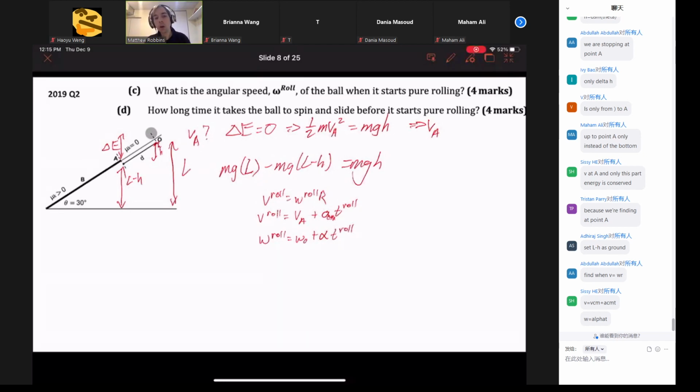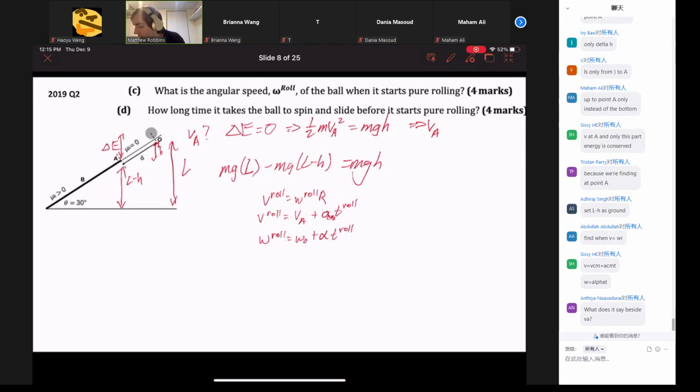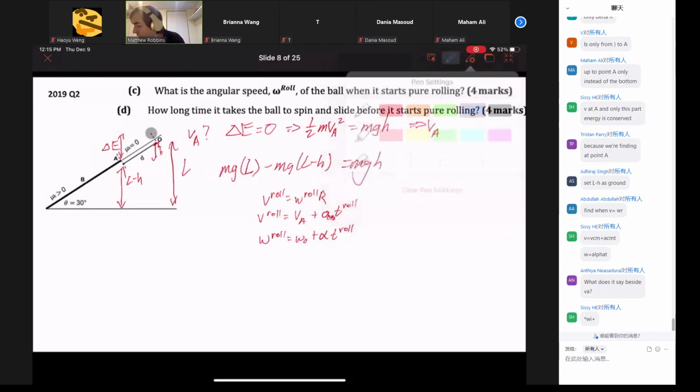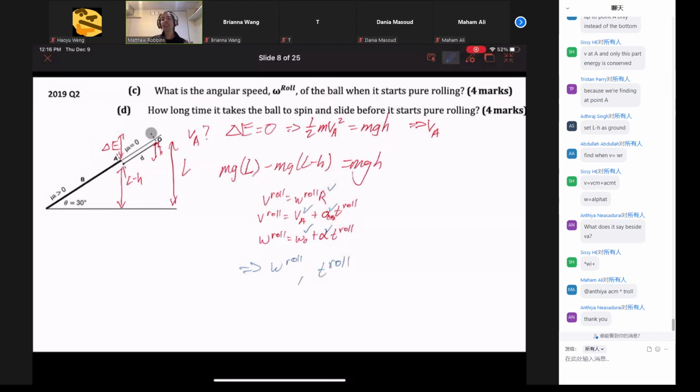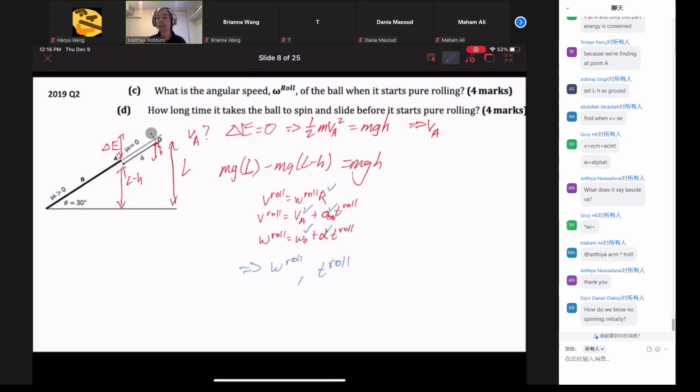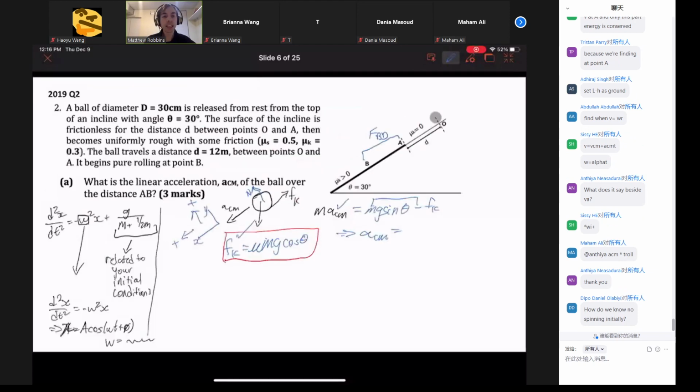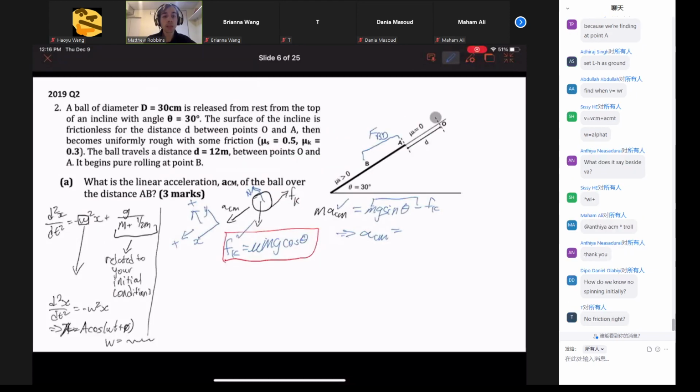Well, what do we know? We know VA here. We know VA, we know alpha, we know a_CM. We also know R, and we know that we are initially not spinning. So that means we have 3 equations, 3 unknowns, and that means we can solve for omega roll, and we can solve for t roll. So this is what I mean when I say we can solve multiple parts of a problem simultaneously, because they're all related.